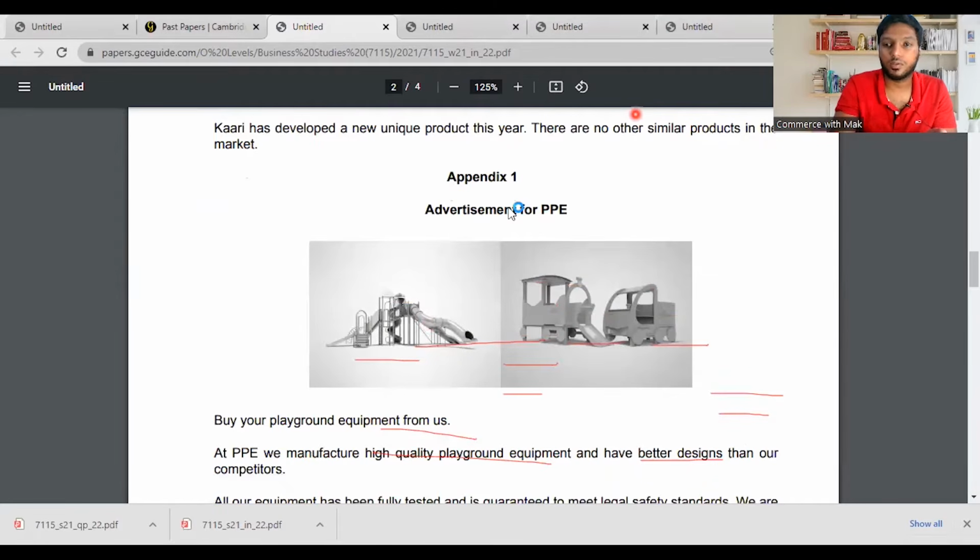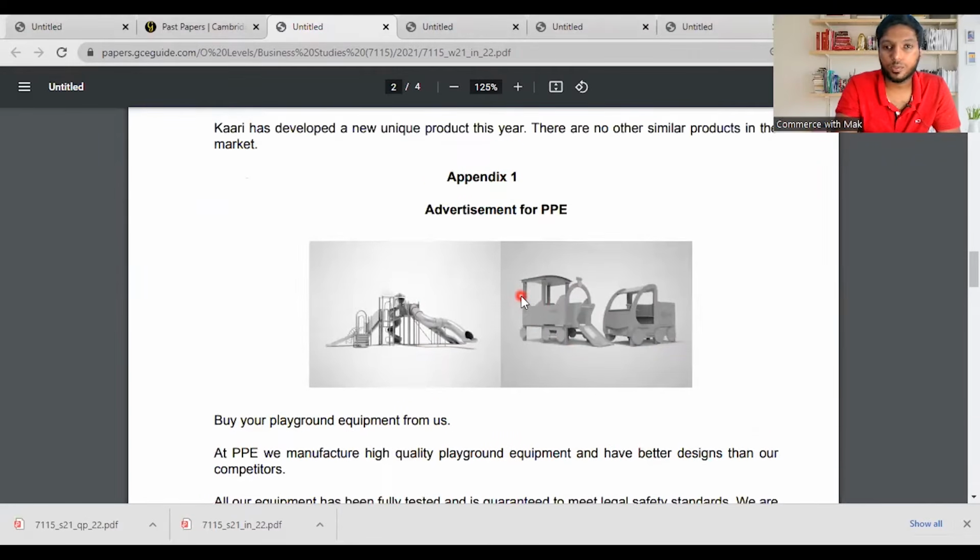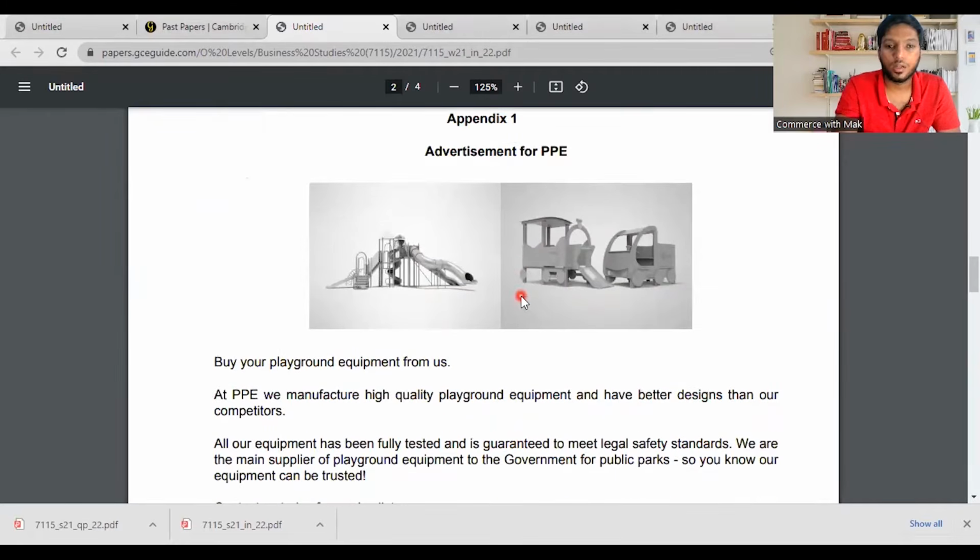So I'm going to erase these lines, and you can see here the advertisement for PPE, appendix 1. Buy your playground equipment from us.